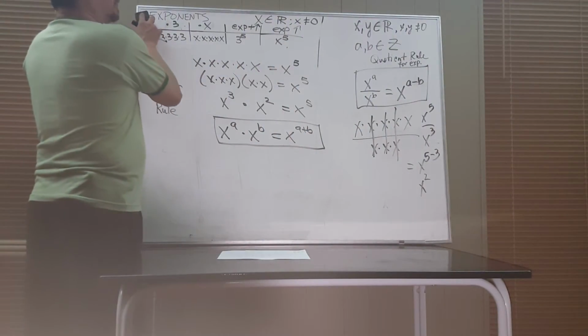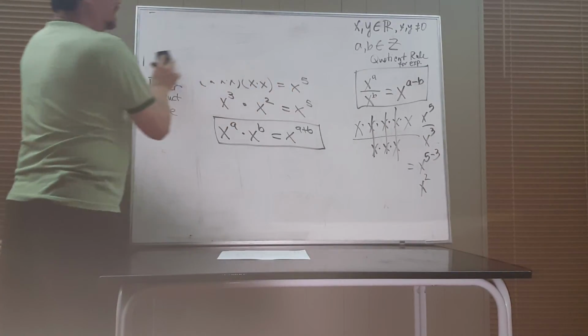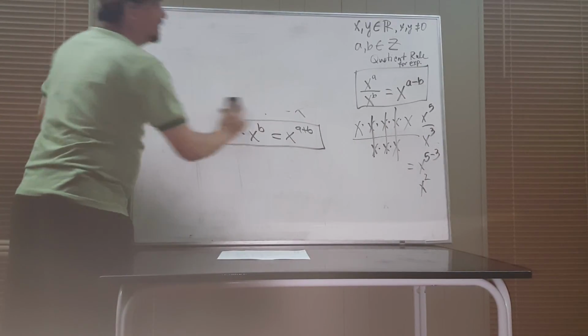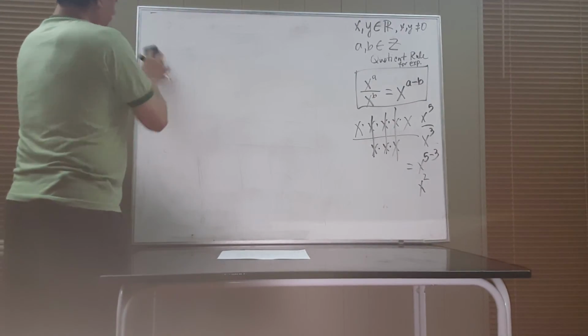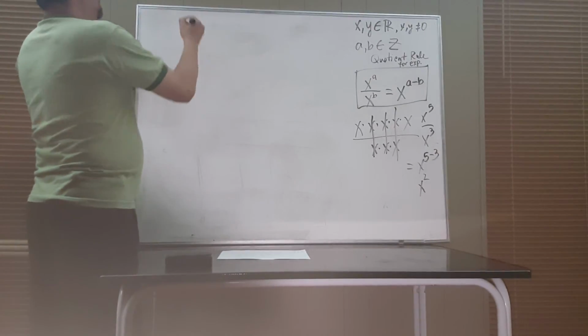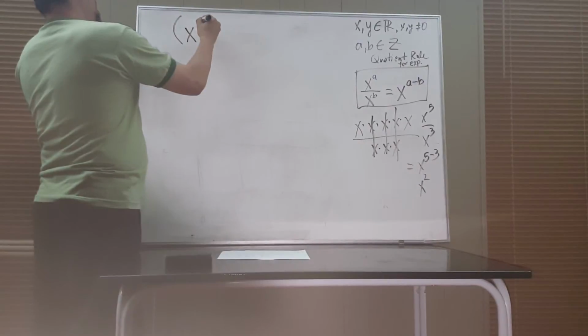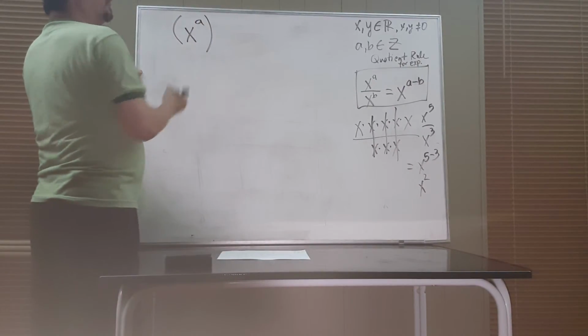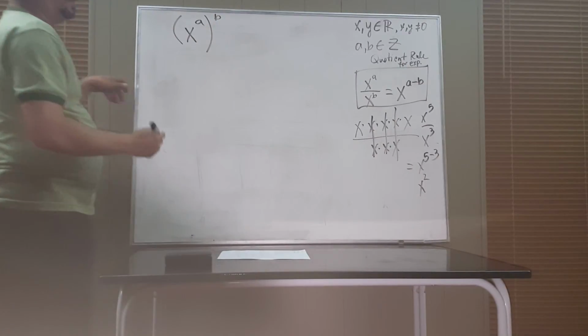Next. All right, so we're going to keep the same rules here. x and y are real numbers, non-zero. a and b belong to the integers. So a and b are integers. Okay, the next rule. What if I have x to the a, and I'm going to raise this all to the power of b. All right.